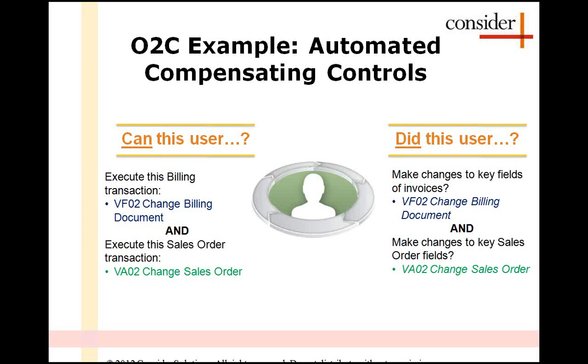This is an effective way how to tackle such a risk, whereas if it would be a manual control, you would have to have a look on the complete list of such billing documents changed and a complete list of changed sales orders, and you will have to compare these and elaborate which one might be a risk and then analyze these.